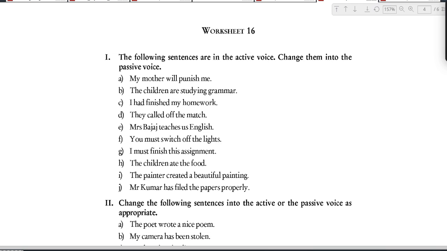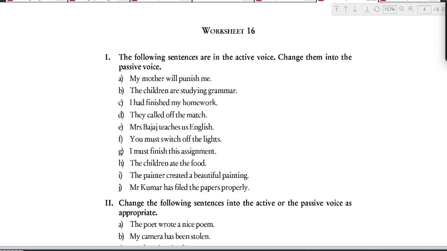You must switch off the light. The lights must be switched off by you. So is that correct? Yes. So the lights must be switched off by you.